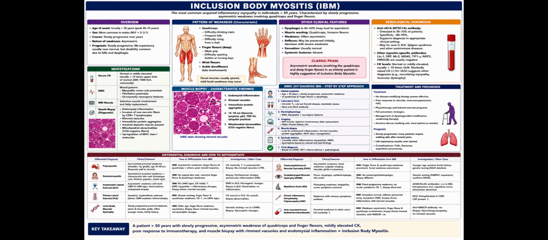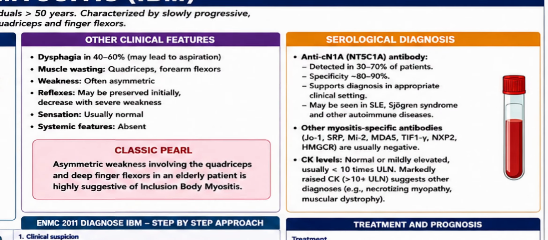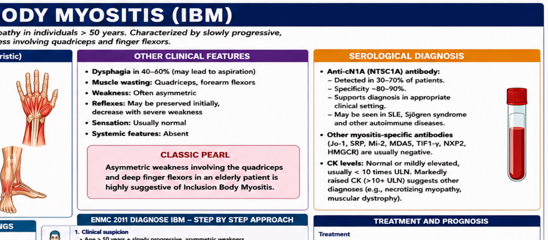Serological diagnosis of inclusion body myositis, IBM. Unlike many other inflammatory myopathies, inclusion body myositis does not have a highly sensitive or specific serological marker, and the diagnosis remains primarily clinical and pathological. The most important antibody associated with IBM is the anti-cytosolic 5-nucleotidase 1A, anti-CN1A antibody, also known as the anti-NT5C1A antibody.